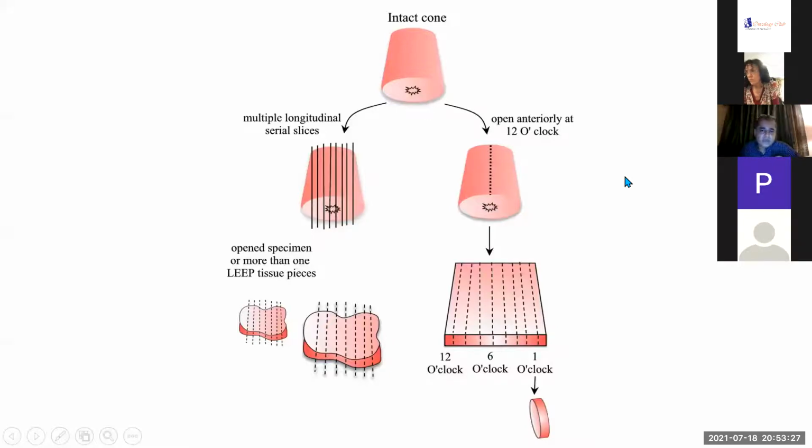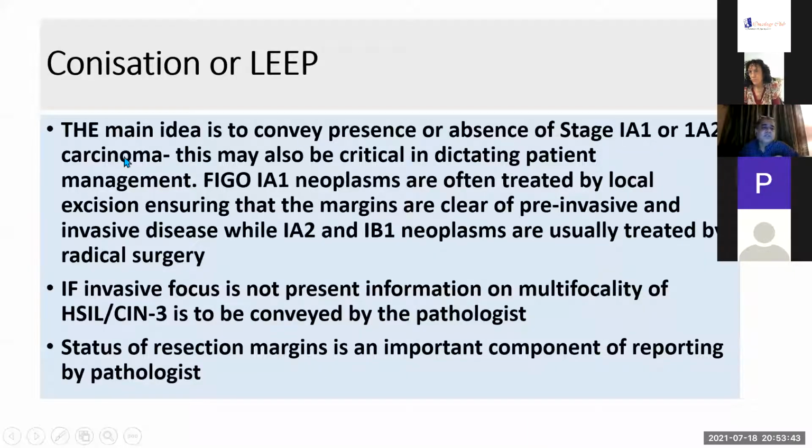So in general, a conization specimen would lead to around 25 to 35 to 50 blocks, 50 sections, which we have to ardently look at under the microscope to see how the CIN is present, whether there is invasive carcinoma or not. Like I said, the main idea in a LEEP or conization is to convey the presence or absence of stage 1A1 carcinoma. This may also be critical in dictating patient management.